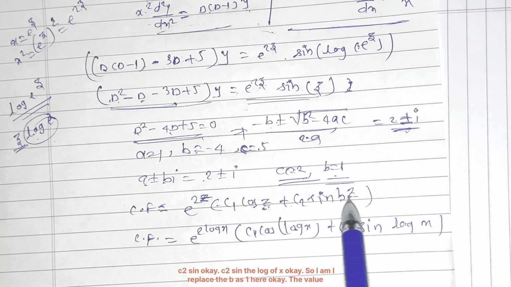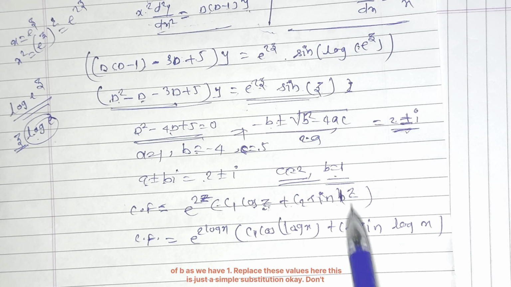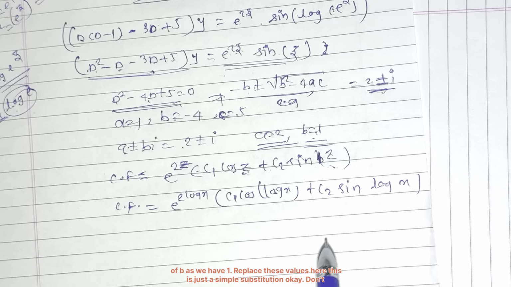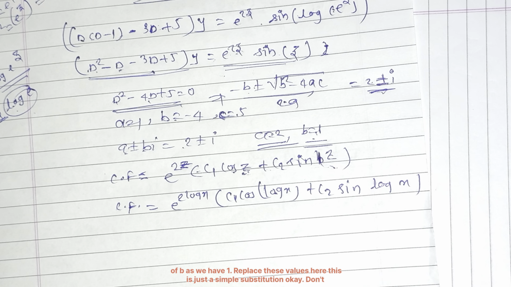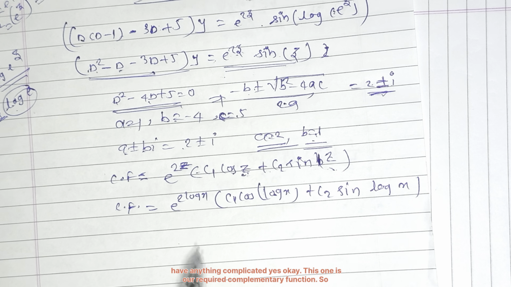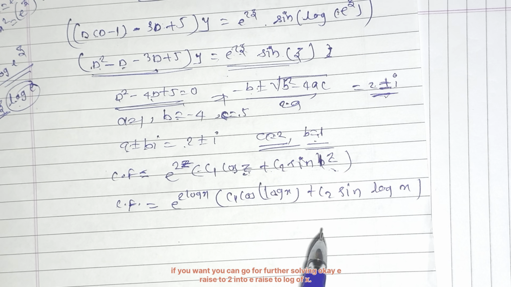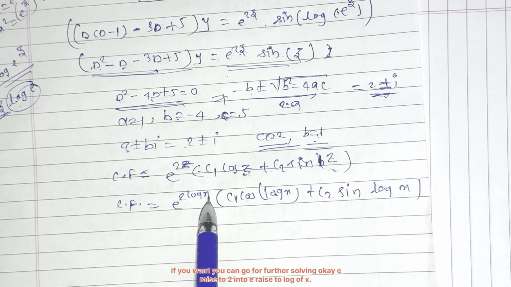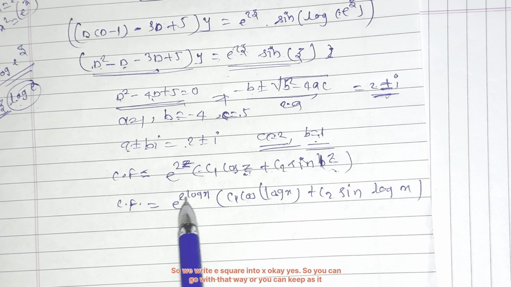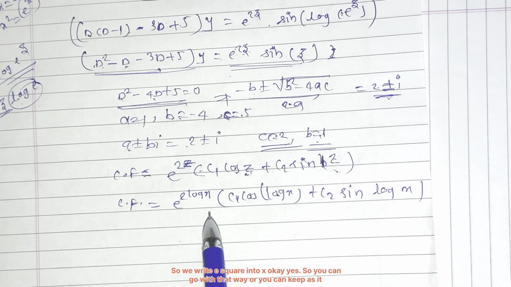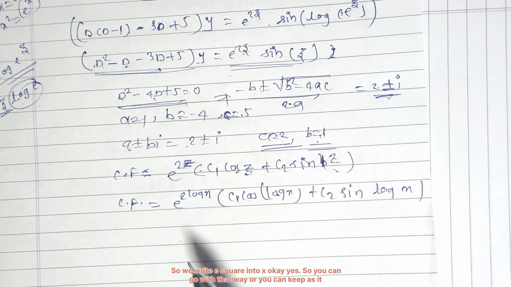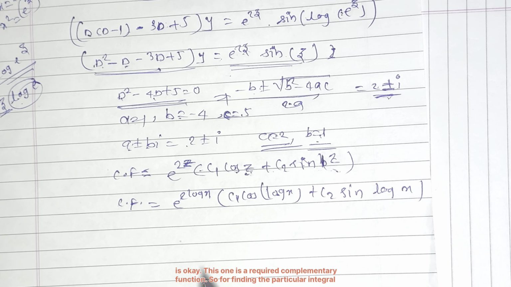So I replace the value of b as 1 here. Replace these values here. This is just a simple substitution, nothing complicated. This one is our required complementary function. If you want, you can go for further solving: e raised to 2 into e raised to log of x, so we write e square into x. You can go with that way, or you can keep it as it is. This one is the required complementary function.